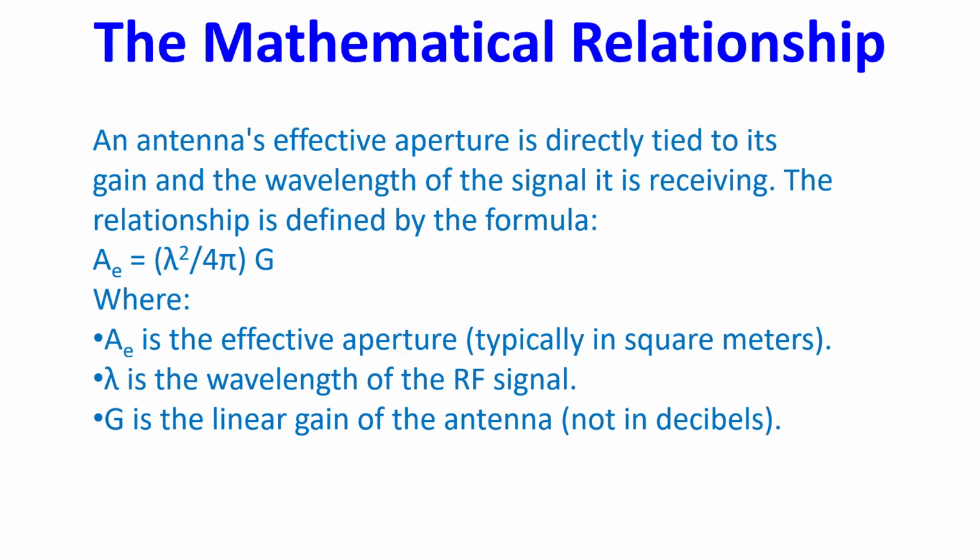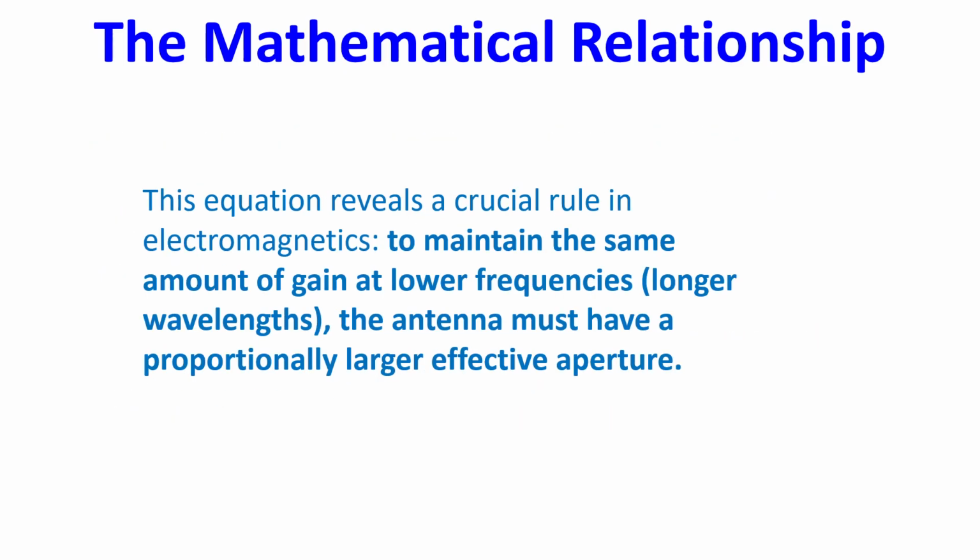to a receiver. An antenna's effective aperture is directly tied to its gain and the wavelength of the signal it is receiving. The relationship is defined by the formula A_E = (λ² / 4π) × G, where A_E is the effective aperture, typically in square meters, λ is the wavelength of the RF signal, and G is the linear gain of the antenna, not in decibels. This equation reveals a crucial rule in electromagnetics.